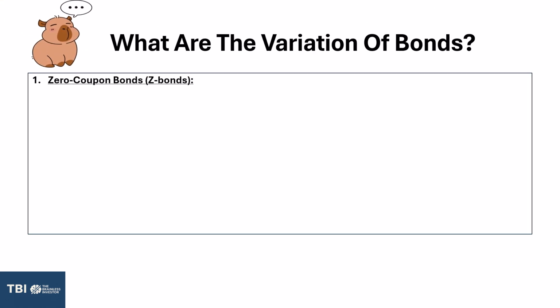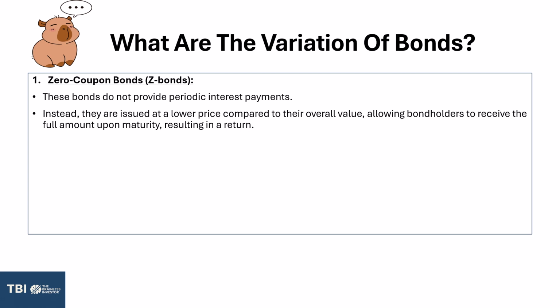Next, let's understand the four variations of bonds. The first one is zero coupon bonds, also known as Z bonds. These bonds do not provide periodic interest payments. Instead, they are issued at a lower price compared to their overall value, allowing bondholders to receive their full amount upon maturity, resulting in a return. U.S. Treasury bills fall into the category of zero coupon bonds.